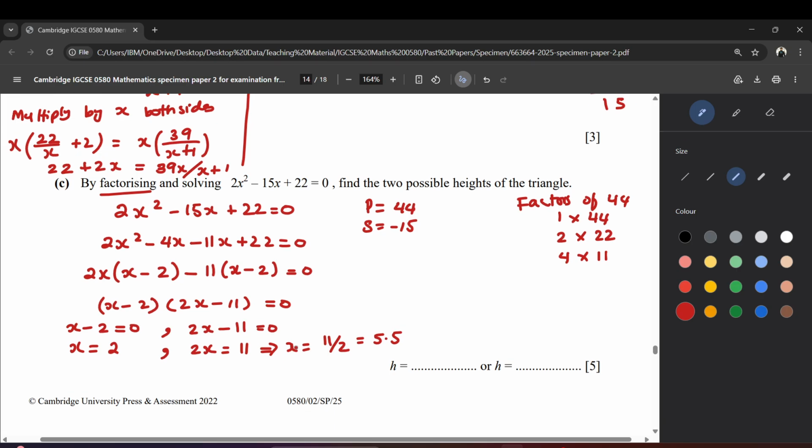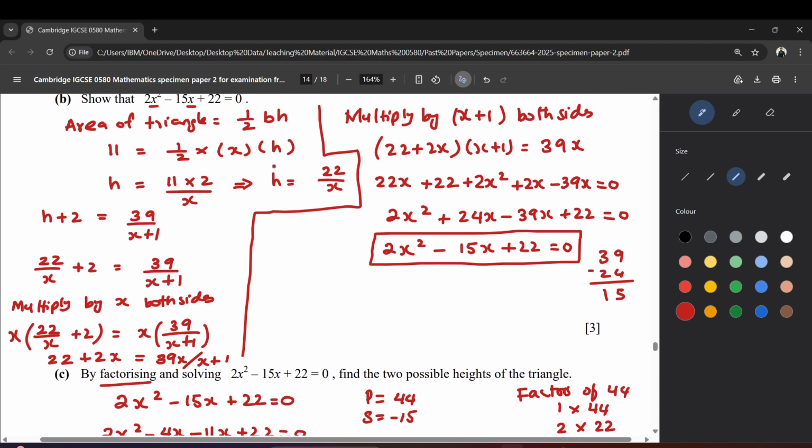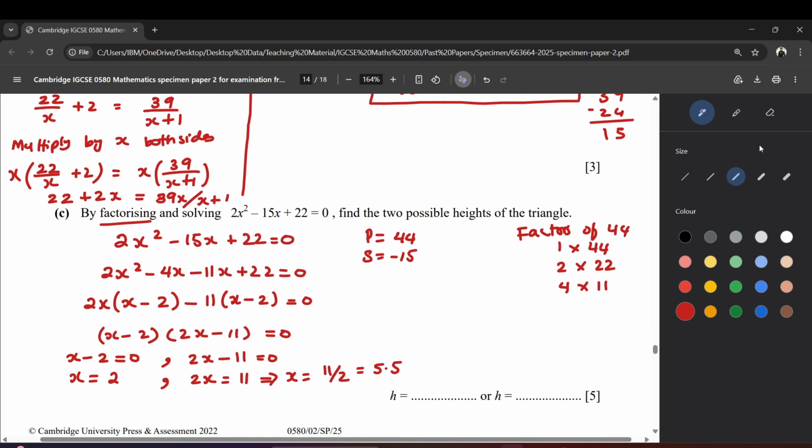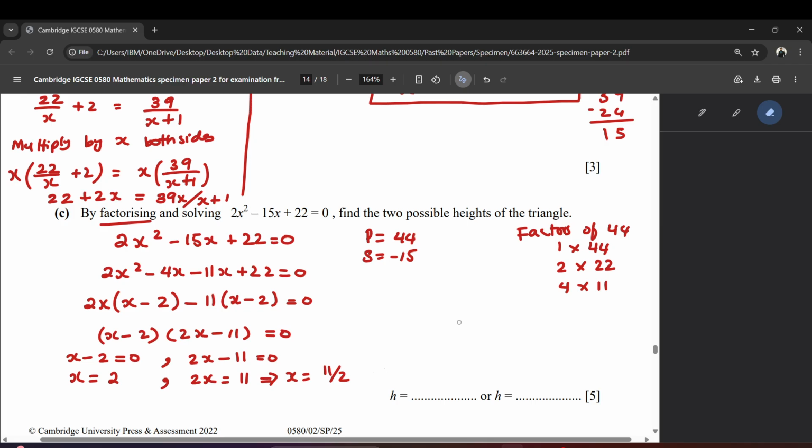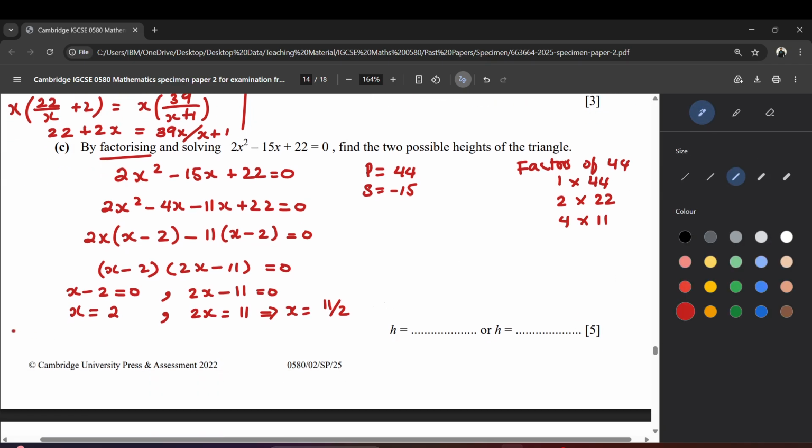Okay, now this is the value of x, but they are asking us to find the value of h. So what was the relationship between x and h? We found an equation over here, right? So h is equal to 22 upon x. So I would rather use fraction value instead of the decimal one. So we know that h is equal to 22 over x. Therefore, h is equal to 22 upon 2 in this case. So this becomes 11 centimeters. And in this case, h is equal to 22 divided by 11 upon 2.